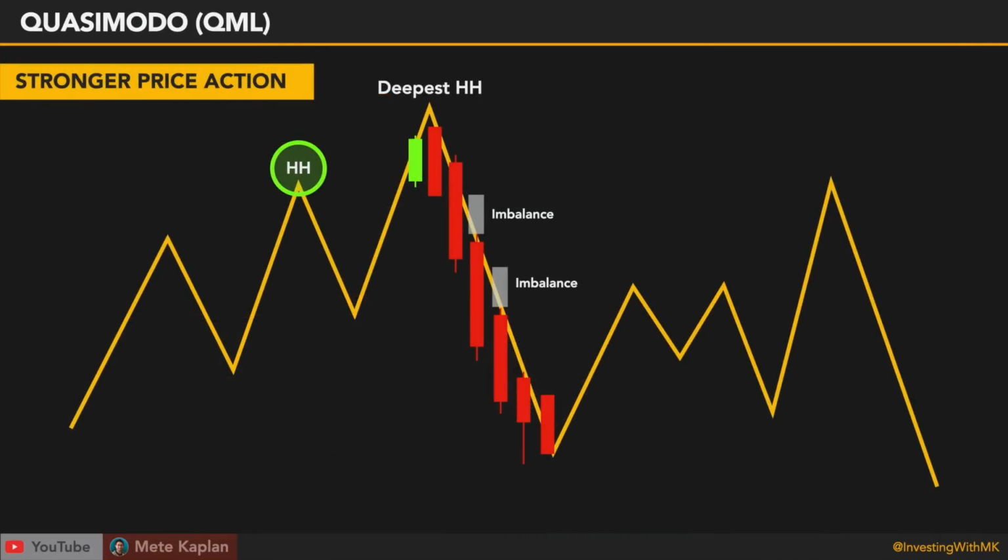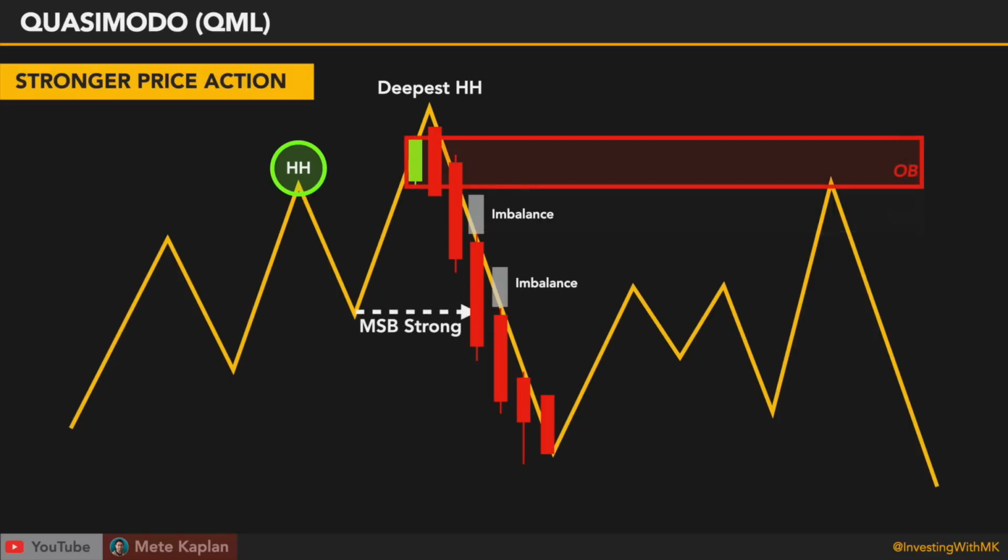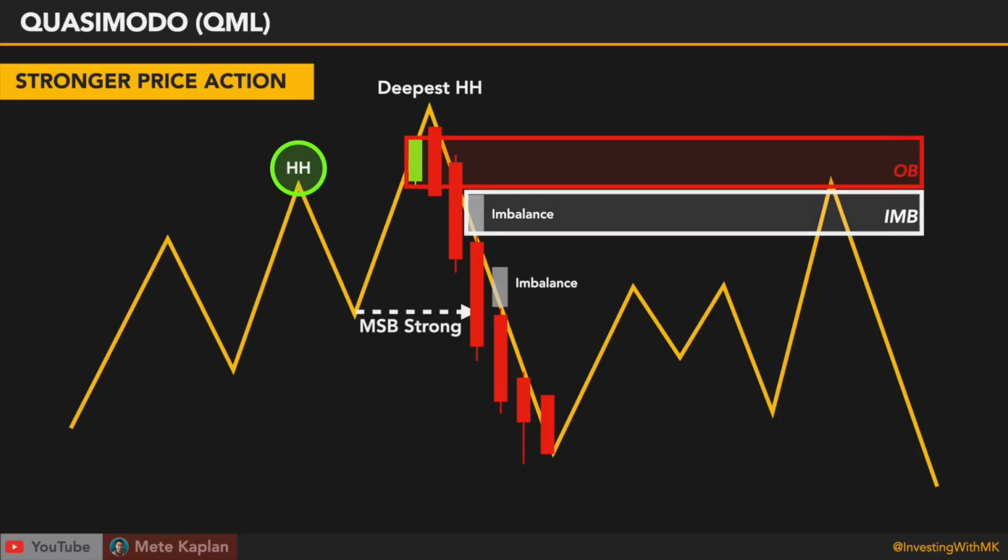Now, as you can see here, this is a strong price action. It has a strong and high quality break. It has an order block and imbalance together, which creates the dragon fruit. It has a QML level just around the imbalance and order block.